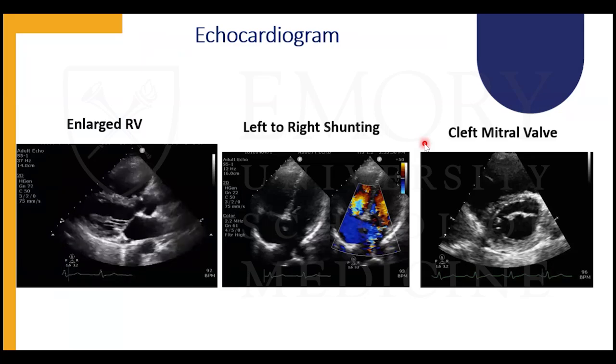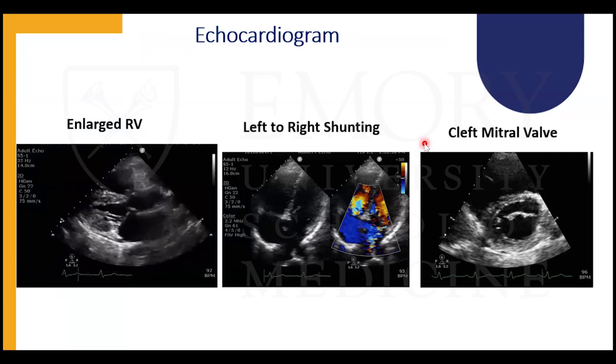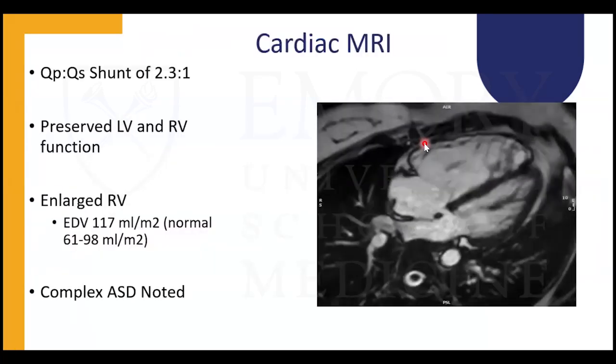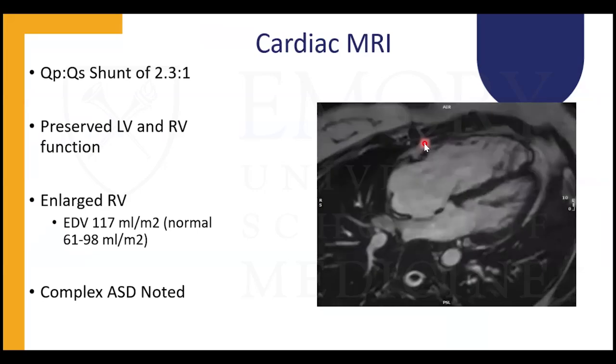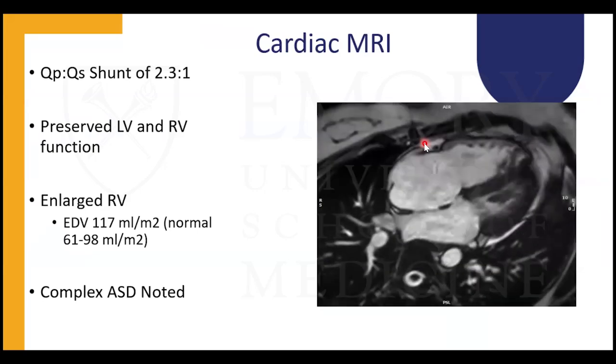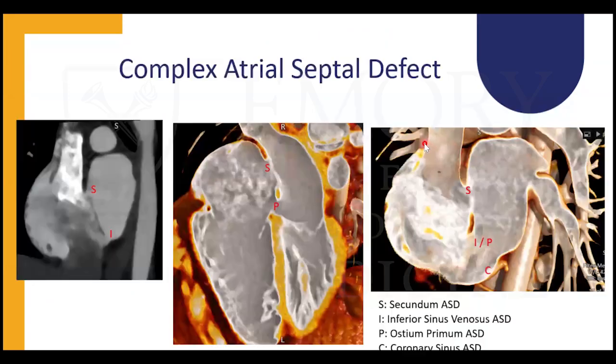mitral valve. It was noted that they could not fully figure out the extent of the atrial septal defect on echo imaging. During pregnancy, she had a cardiac MRI that noted a QP to QS of 2.3 to 1 with preserved biventricular function, an enlarged RV, and a very complex atrial septal defect was noted, which again was still not felt to be fully understood.